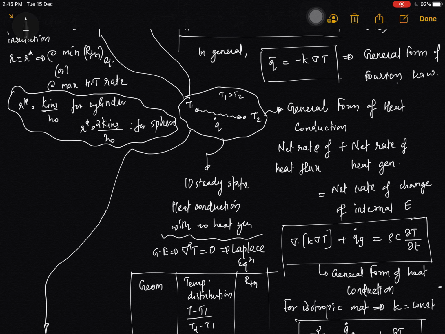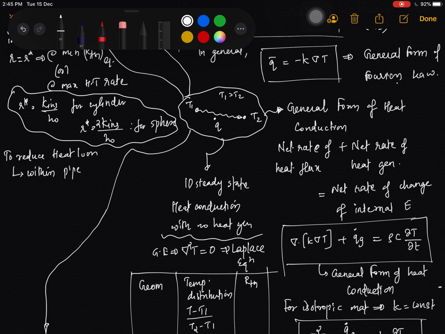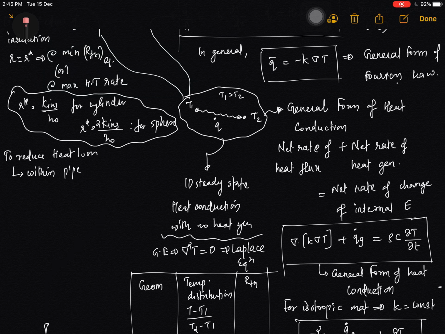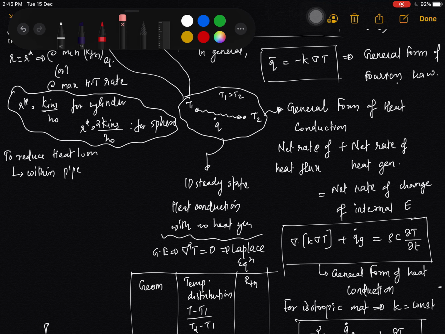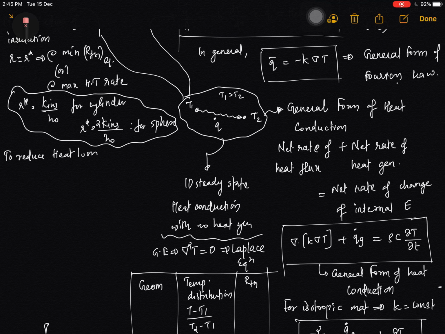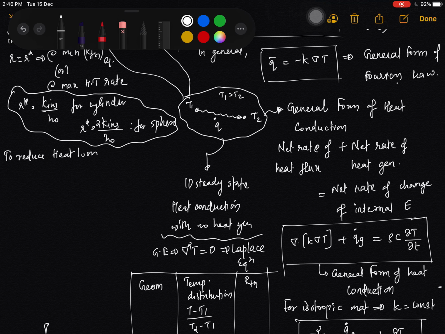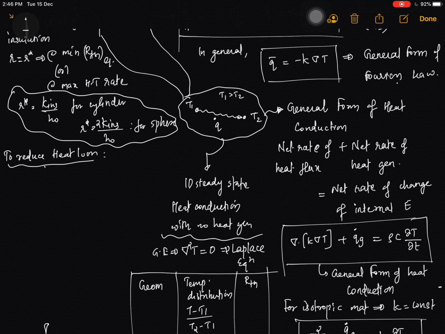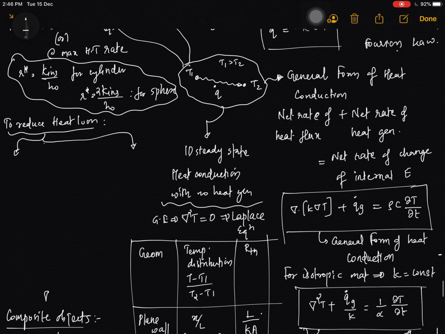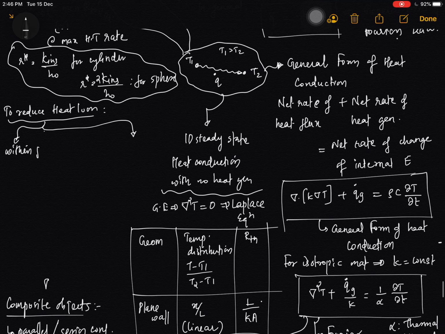To reduce heat loss, we can provide insulation either within the pipe or outside the pipe. To reduce the heat loss, we can provide this insulation either within the pipe or outside the pipe.